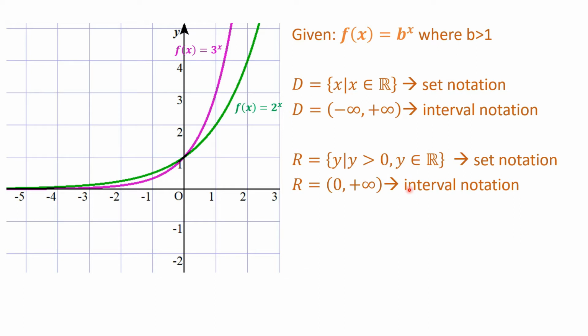And in interval notation, it is written this way. The range is 0 exclusive. That's why we have the open parenthesis, meaning it cannot be 0. And then up to positive infinity.